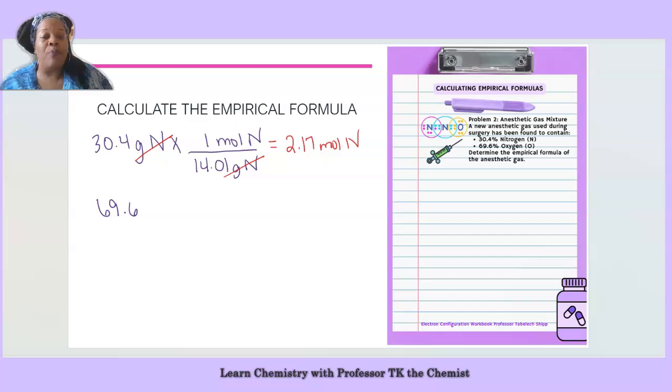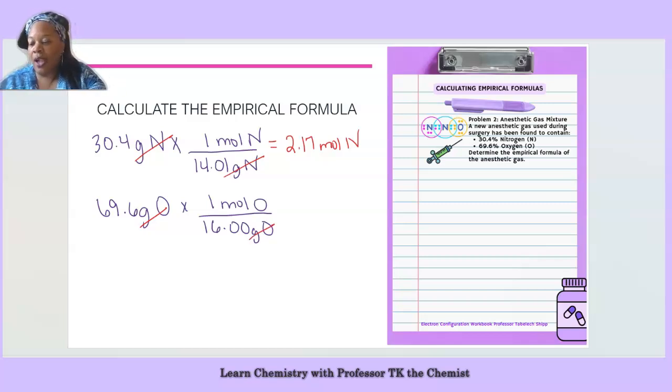That becomes 69.6 grams of oxygen. I'm going to again convert that to a mole. On the very bottom is the molar mass of oxygen, which is 16.00 grams. And on the very top, 1 mole of oxygen. Again, we're going to cancel out our grams because we don't need that anymore. And let's plug this into our calculator so we can see what we get. We end up with 4.35 moles of oxygen.